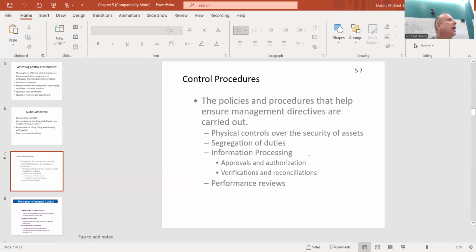Segregation of duties. You guys heard that term before? Anybody? What is segregation of duties? Right. To prevent people from covering up for themselves, you should separate out the duties. Basically, you can think of it as everyone should have someone looking over their shoulder. You segregate out duties so that nobody is doing so much that they can cover up their own mistakes and their own fraud.